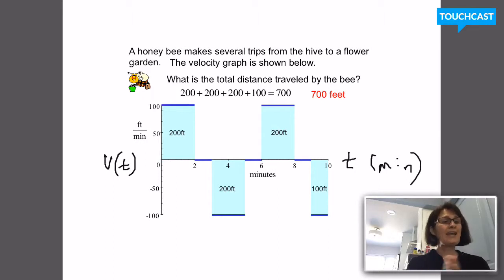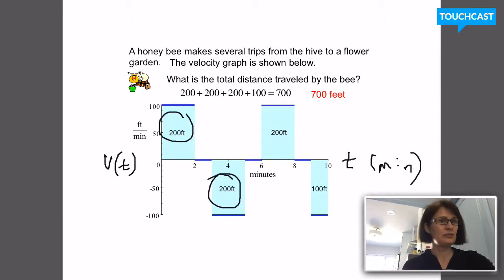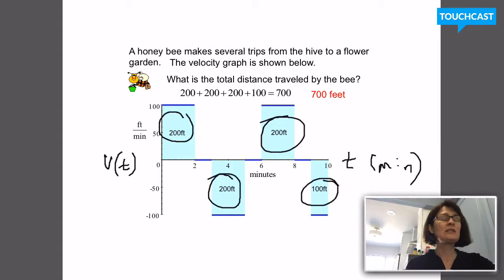So we count the area under the velocity curve and then treat all the areas as if they were positive and add them up. So the total distance, that's let's see, this 200 feet plus this 200 feet plus this 200 feet plus this 100 feet. The total distance traveled is 700 feet.